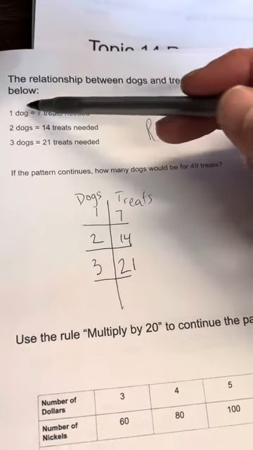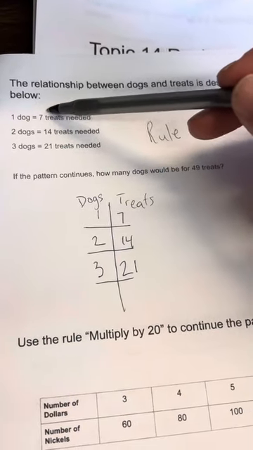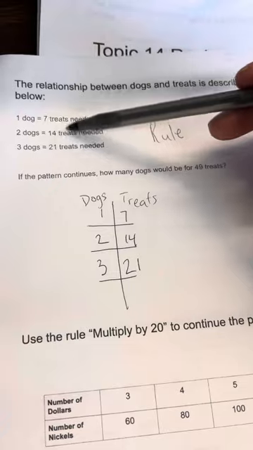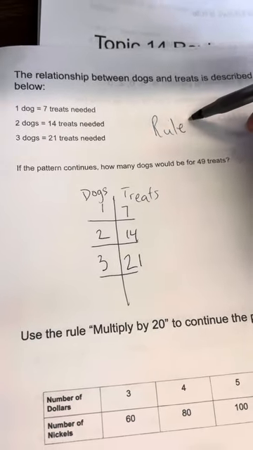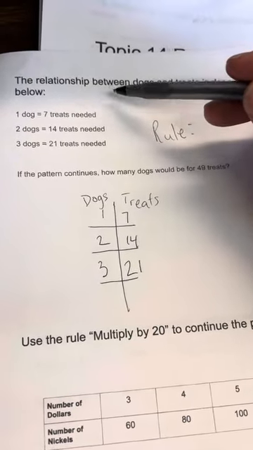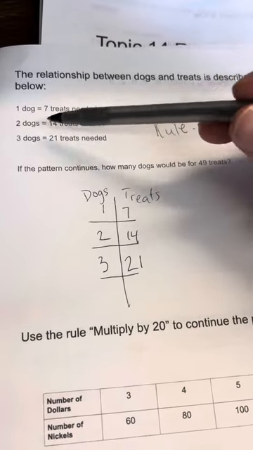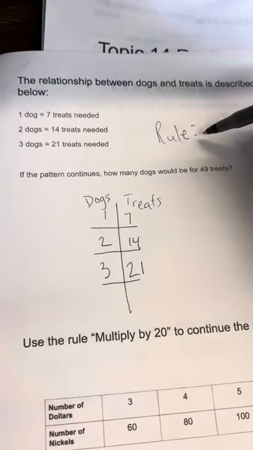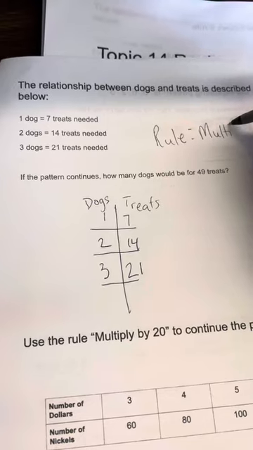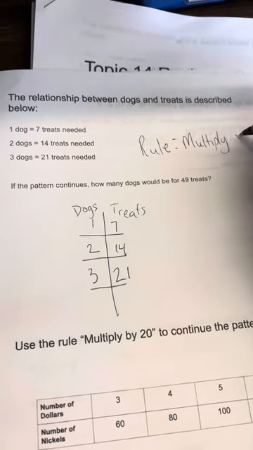What's the pattern here? Well, 1 plus 6 would give me 7. 2 plus 6 would give me 8, so it's not plus 6. 1 times 7 gives me 7. 2 times 7 gives me 14. 3 times 7 is 21. So I think my rule is multiply by 7.